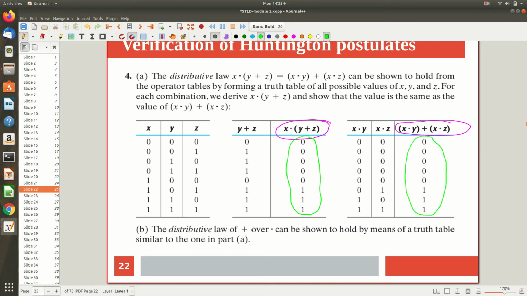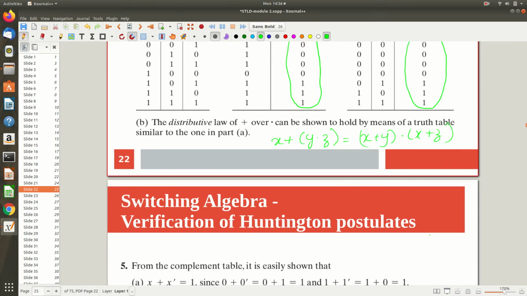In the same way you can verify the other one. Here it is verified that dot is distributive over plus. You can similarly verify that plus is distributive over dot, like x plus y dot z is x plus y dot x plus z. That you can try as homework, the same way using the truth table method. There is an easy way also for doing it, that we will see maybe in the subsequent session, simplification and all. Right now you have to be comfortable with the truth table, that is our requirement. So hope it is clear.